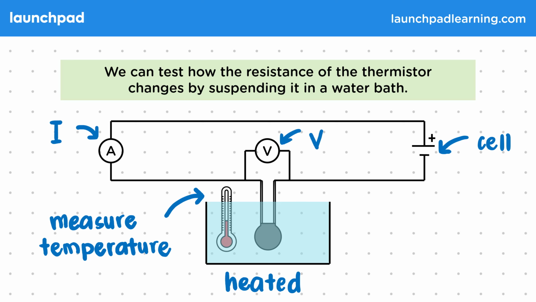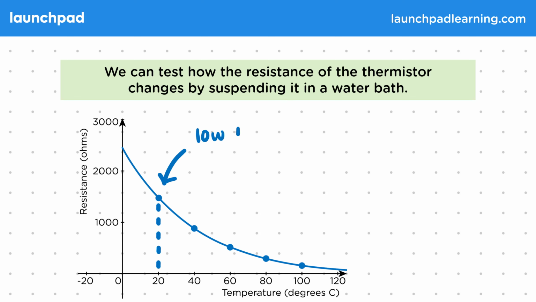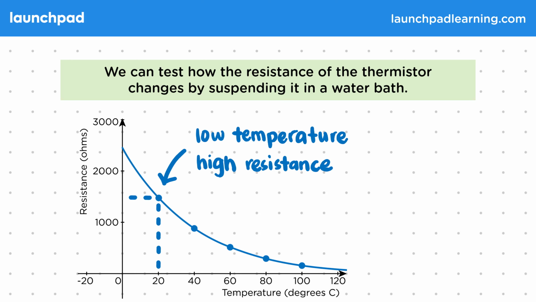We can then plot our results on a graph, with temperature on the horizontal axis and resistance on the vertical axis. The result is a smooth curve like this. So from the graph, we can see that when the thermistor is at a low temperature, it will have a high resistance. Then, when it's at a high temperature, it will have a low resistance. There are some thermistors that are actually designed to still increase their resistance with temperature, but you don't need to know about these at GCSE.